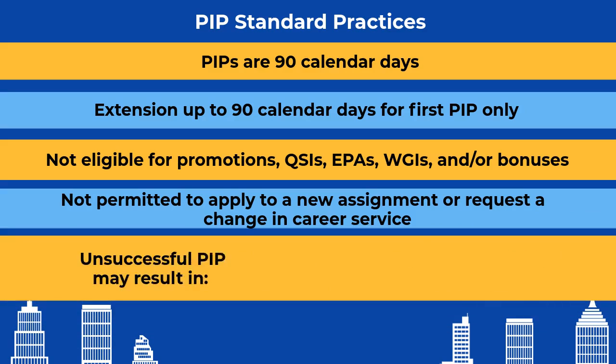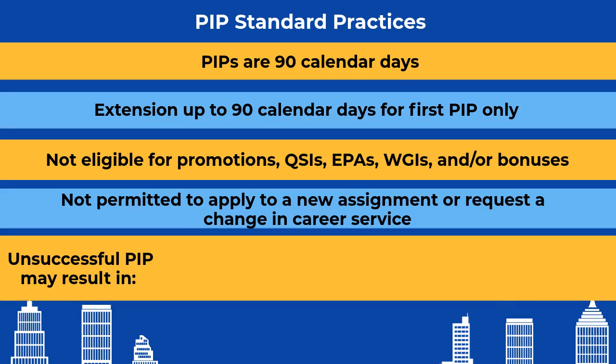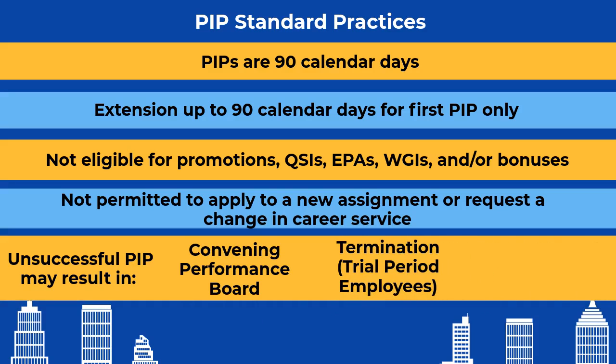If PIP requirements are not met, the sub-career service head may request to convene a performance board. If the employee is in their trial period, directorate heads may request termination to the associate director for talent. In rare cases, the career service head may downgrade the employee without salary retention.